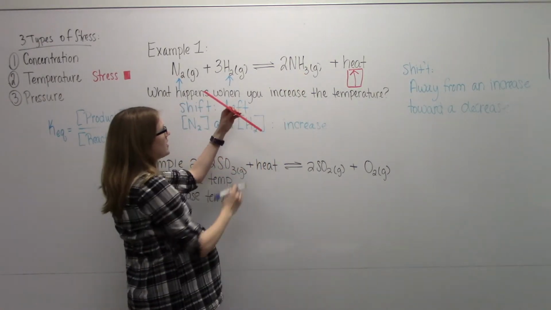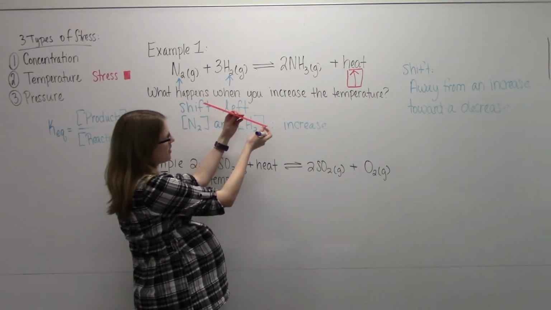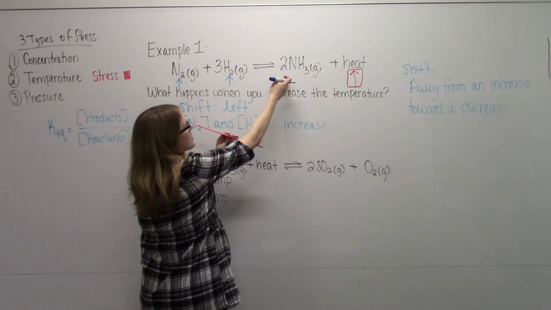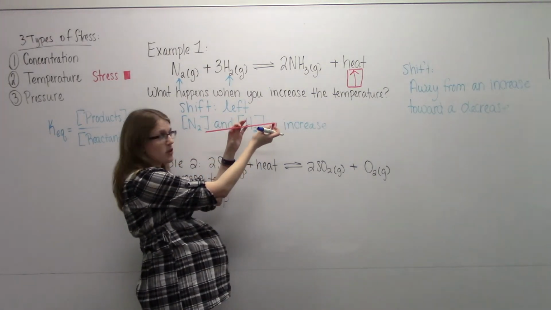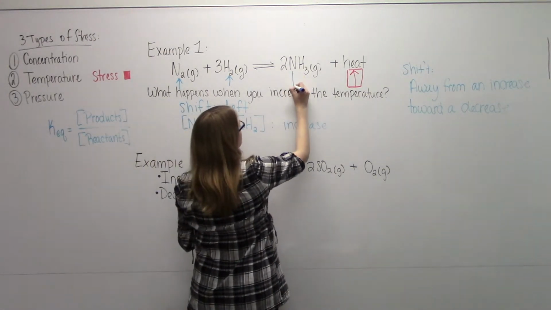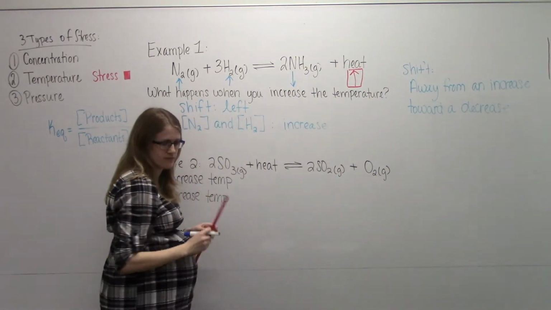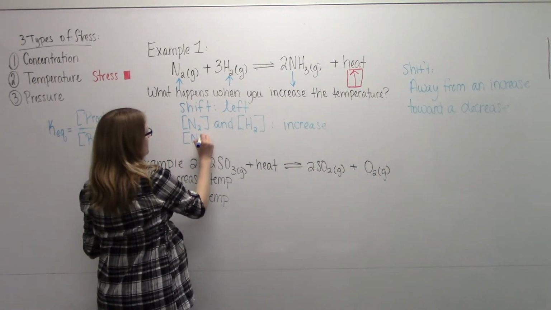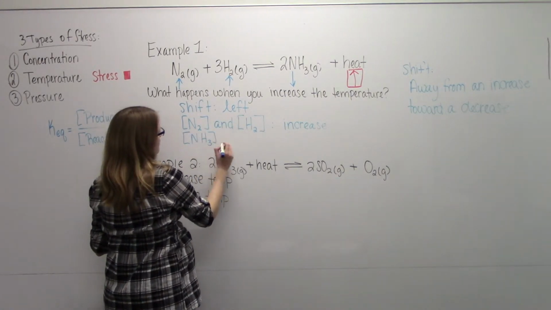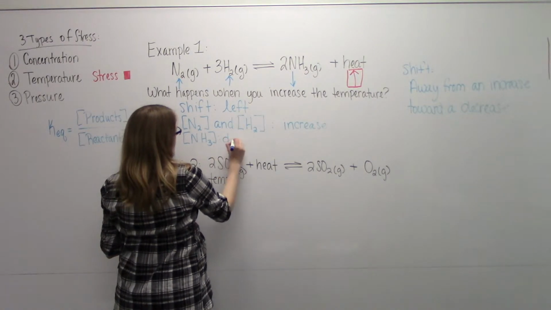If we look, we added heat. What's going to happen to get this back up? We'd have to take this away. This weighs too much now. It needs to weigh less. So we take it away. That would mean this is decreasing. So NH3 would decrease.